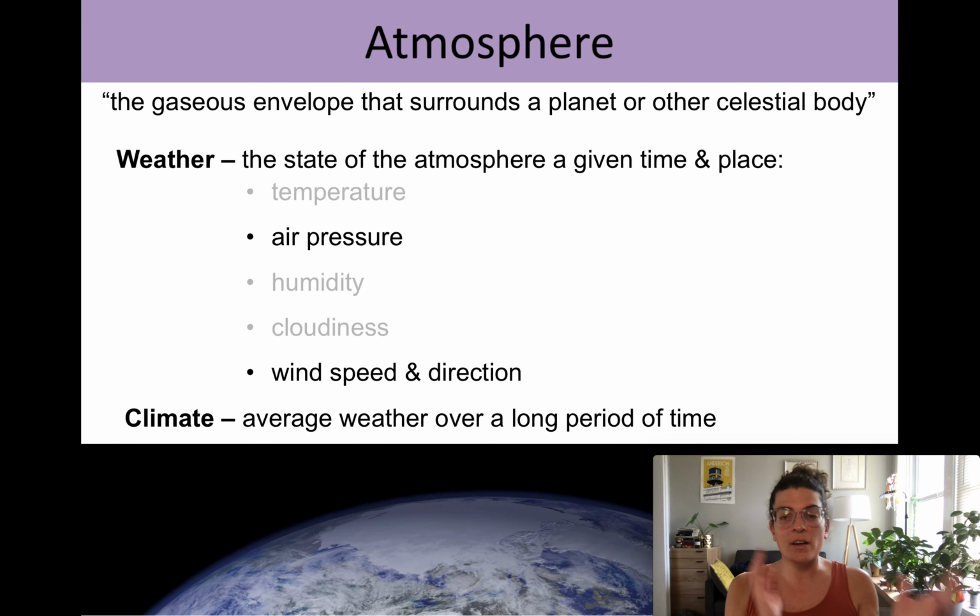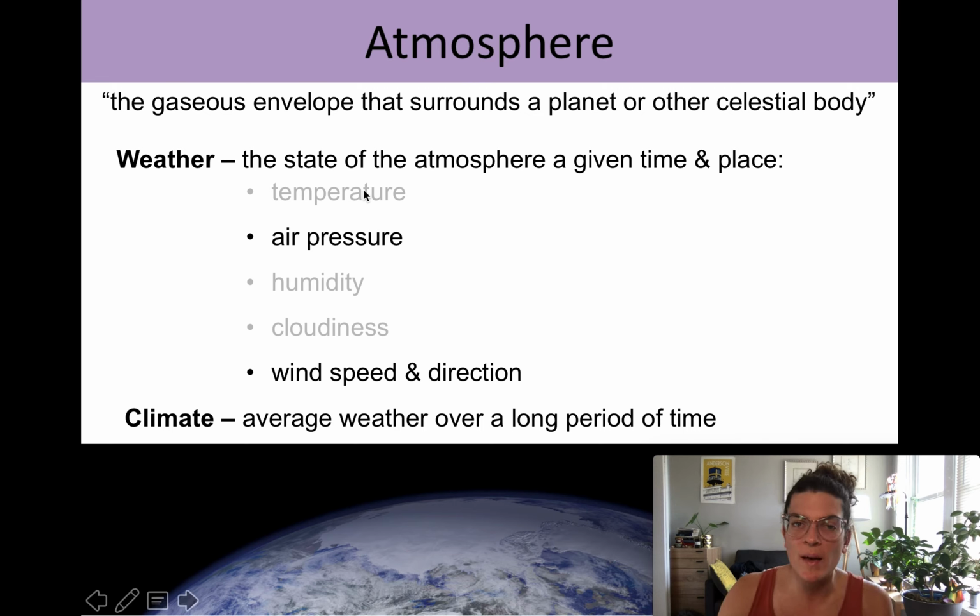So remember, we've been talking about weather in the atmosphere, right? Weather is the state of the atmosphere at a given time and place. It's the temperature, the air pressure, the humidity, the cloudiness, the wind speed and direction. Climate is something entirely different, which we'll talk about when we get to the climate part. So we've talked about the temperature of the atmosphere, humidity and clouds and water vapor. So let's now talk about air pressure and wind speed, and then that will kind of tie up our segment on the atmosphere and weather.